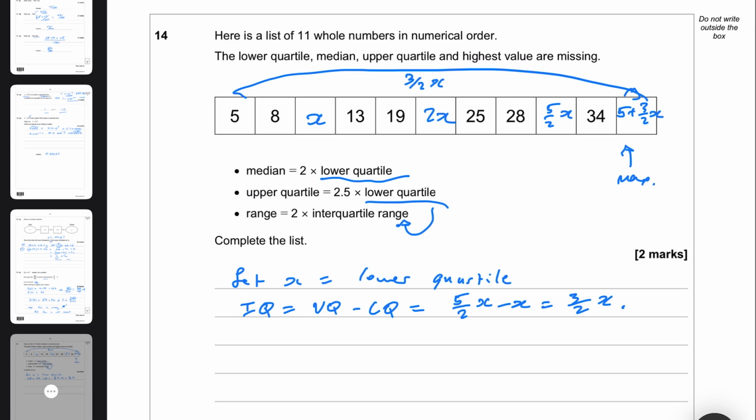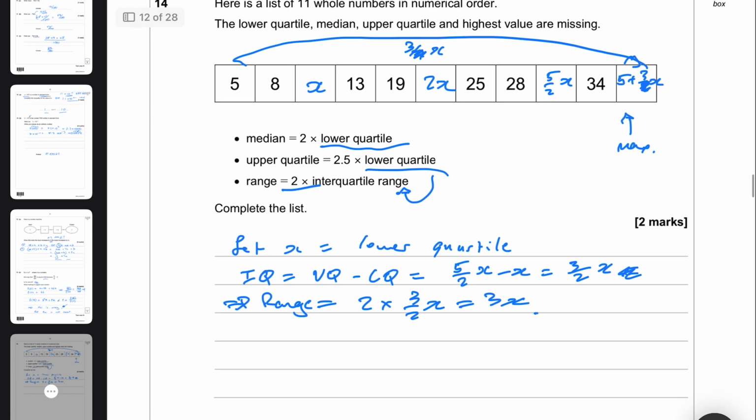Sorry, no, okay, there's the mistake. It's actually 3x, because we want 2 times the interquartile range. So the range equals 2 times 3 over 2 x, which is 3x. My bad. So this is going to be 5 plus 3x.